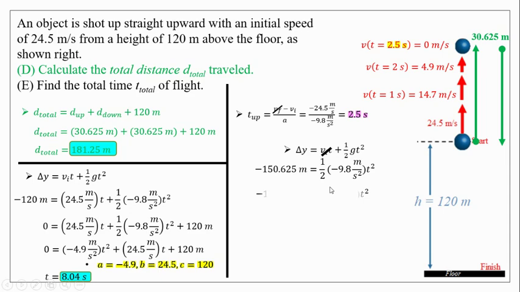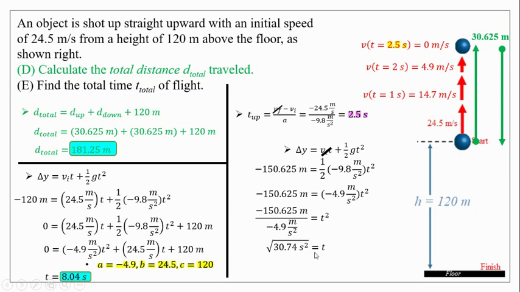And then I can just plug and chug. Okay, 1/2 times negative 9.8 is negative 4.9. To solve for t squared, divide both sides by negative 4.9. And then you get negative 150.625 divided by negative 4.9. The negative sign cancels out, and then you got 150.625 divided by 4.9, which gives you 30.74 about.